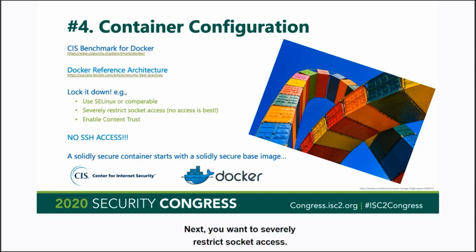Next, you want to severely restrict socket access. In fact, no access is best. You really don't want to be introducing changes at all directly into the container. You want to just be pushing the container out into your operational environment and letting it run. The other option is to treat it as a traditional VM. And again, these are not traditional VMs. And then the last one here is enabling content trust as well. Also a very common recommendation. And if you click on the links, you can get more details on that overall.